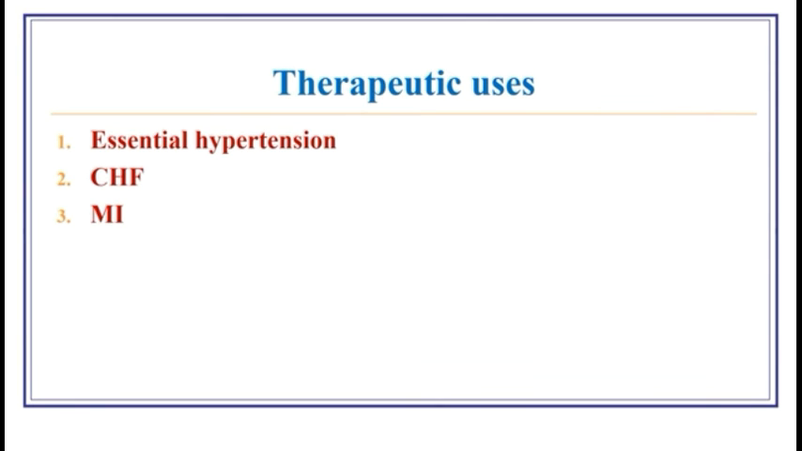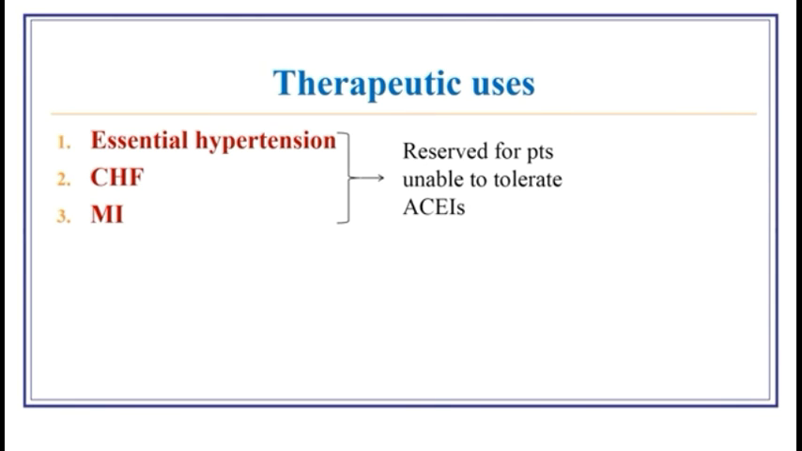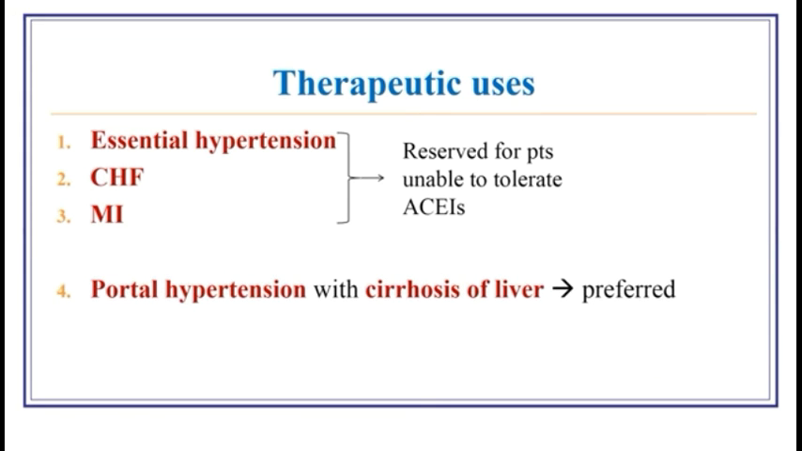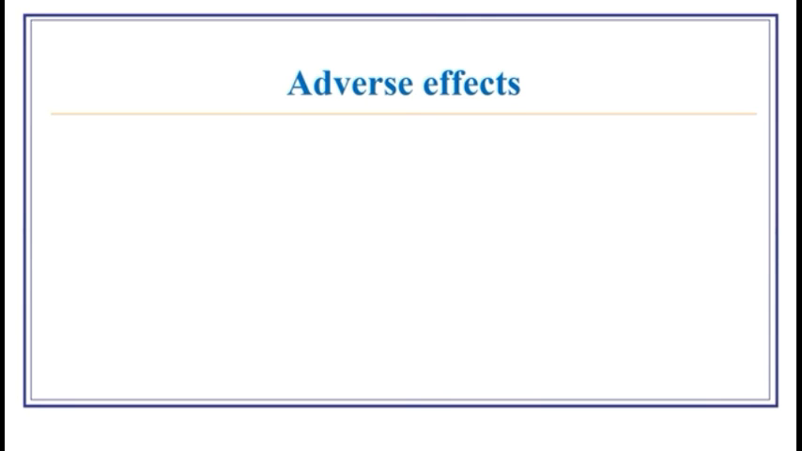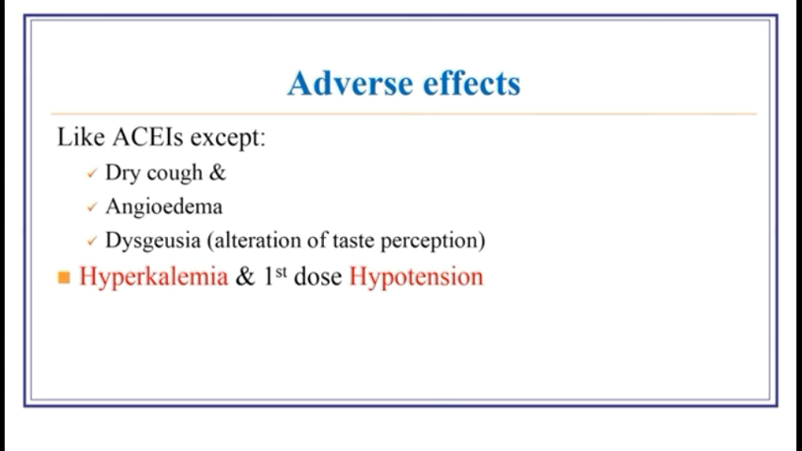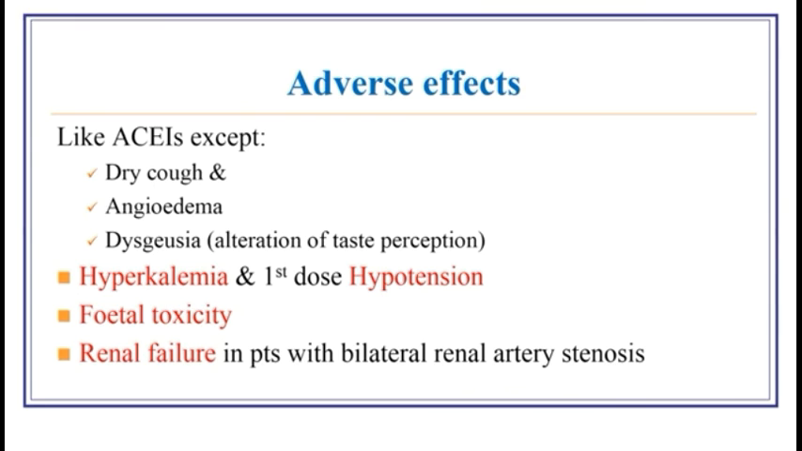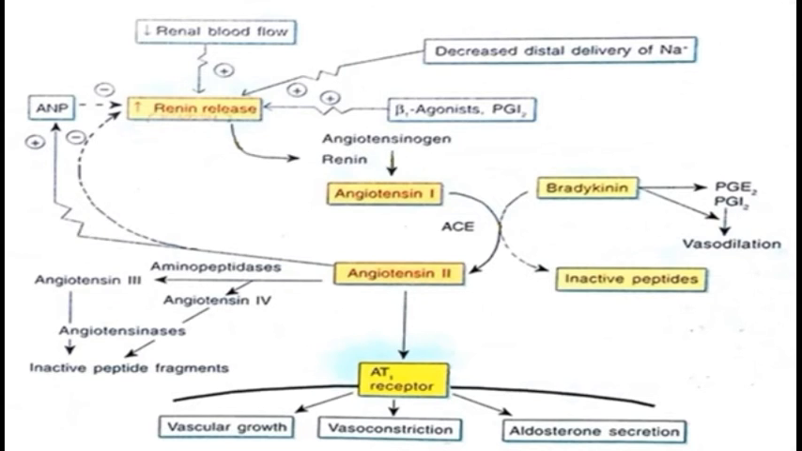The losartan is also a competitive antagonist of thromboxane A2 and attenuates the platelet aggregation. All indications, adverse effects and contraindications of ACE inhibitors also apply to angiotensin receptor blockers, except that the incidence of cough and angioedema is less with angiotensin receptor blockers. So in this way we complete this topic, drugs acting on renin angiotensin aldosterone system.